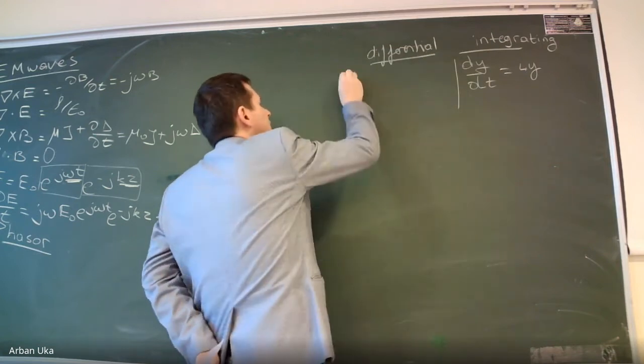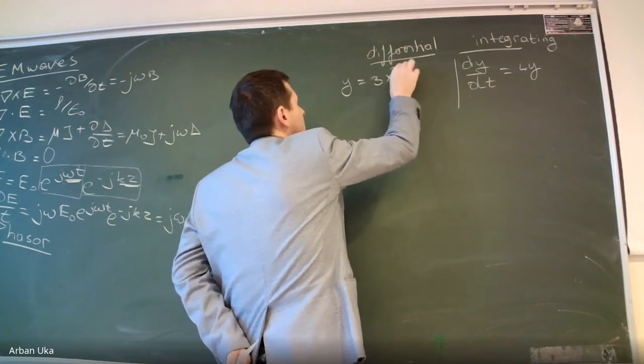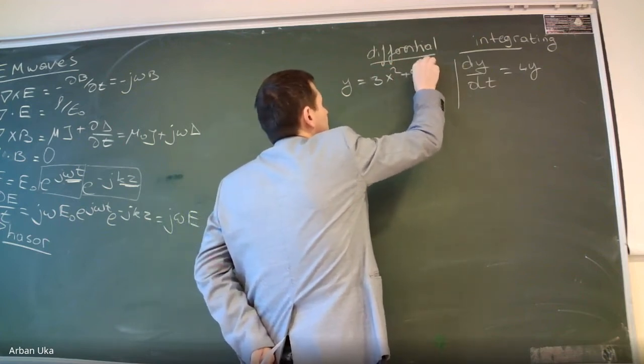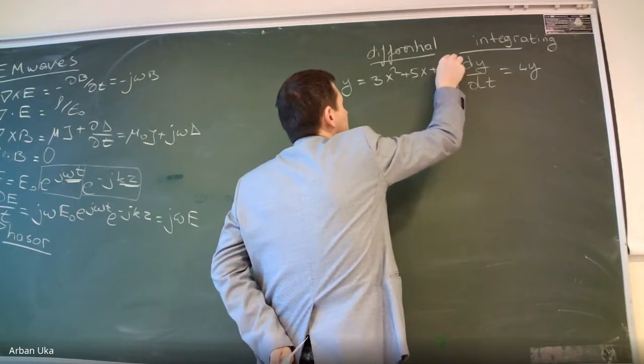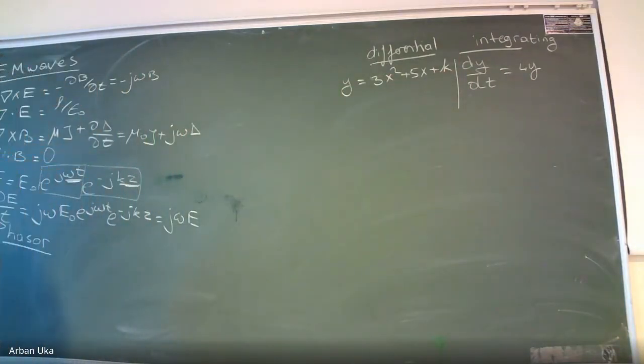So taking the derivative of y is equal to 3x squared plus 5x plus any constant k. This is easy because these constants are gone once we take the derivative. Okay, but once we integrate, that's a problem.